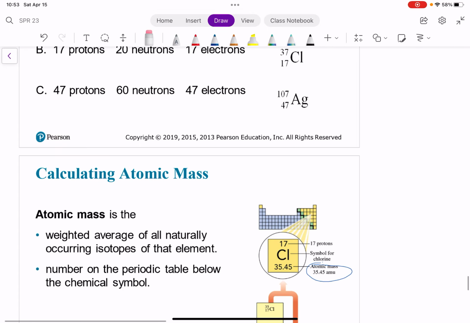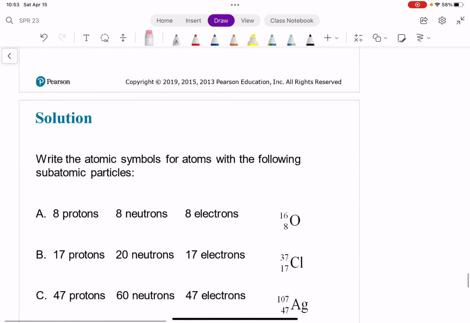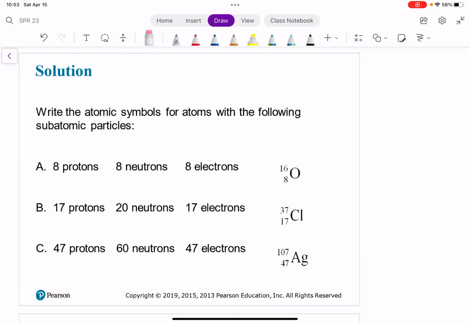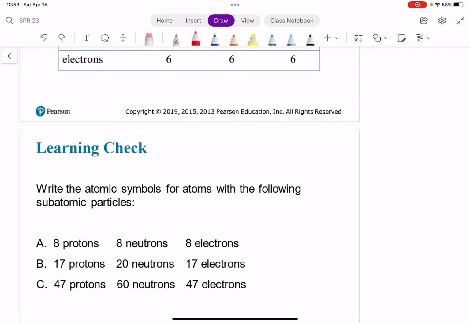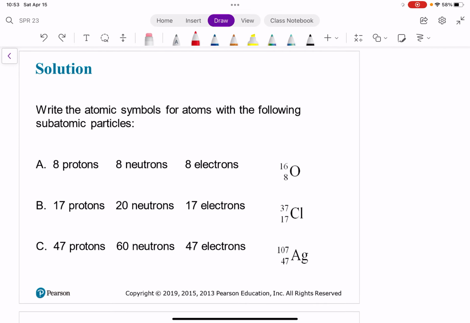Okay. One more learning check. Well, there might be a few more, but in a little while. Write the atomic symbols for the atoms with the following subatomic particles. So now you're not even given the symbol. You're just given the particles. These numbers are going to give you the atomic number, which is what's going to give you the identity of the atom that you have.